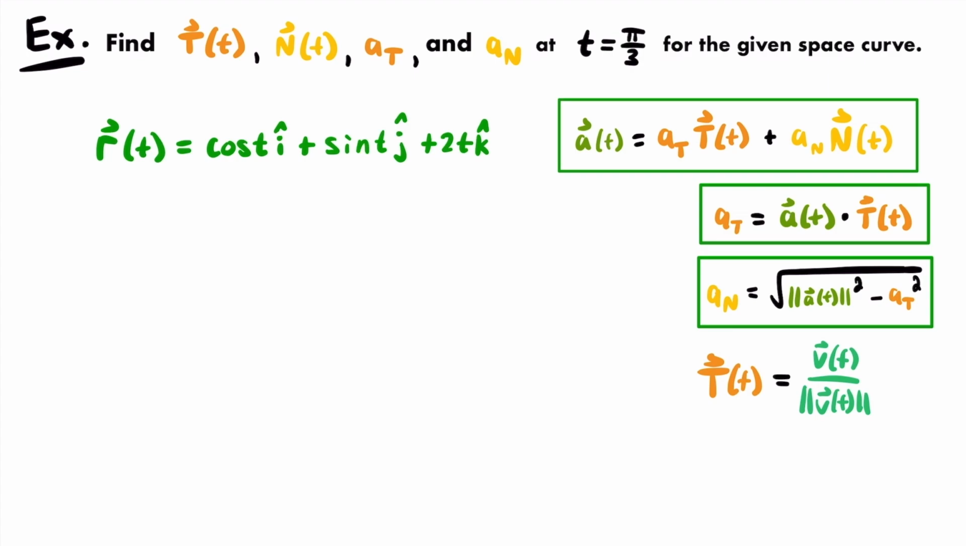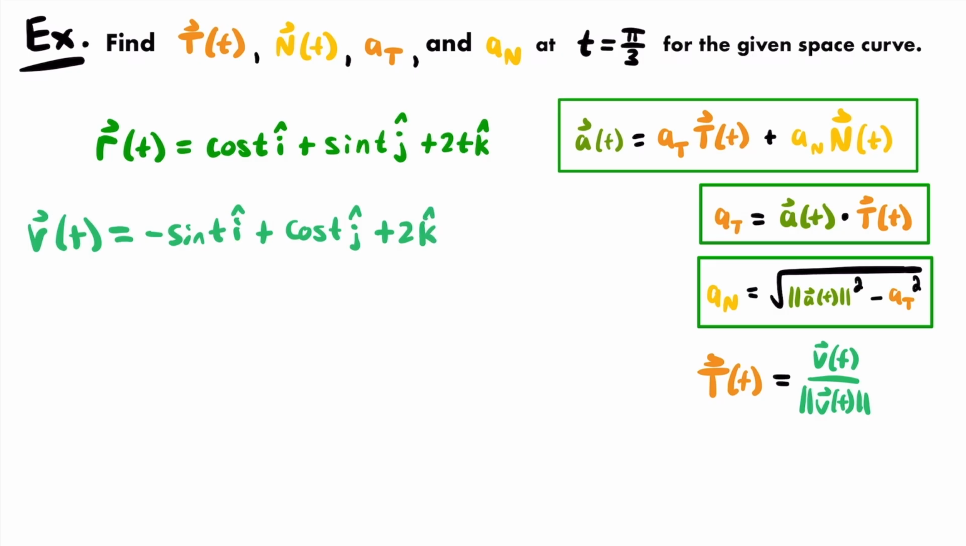Okay, so let's find the velocity vector. V of t will be equal to the derivative of r of t. So let's take the derivative of each of these components. The derivative of cosine is negative sine, so we have negative sine t i, plus the derivative of sine, which is cosine, so we have cosine t j, and then the derivative of 2t is 2, so we have plus 2k. Alright, so that wasn't too bad.